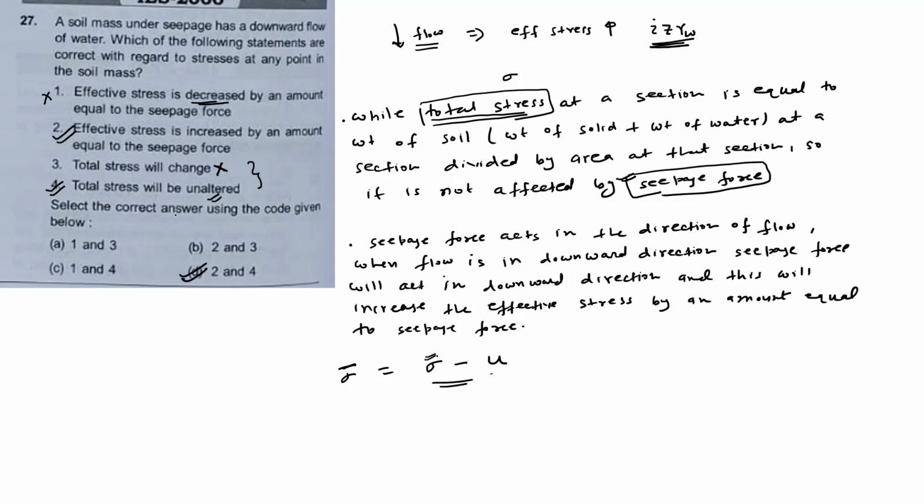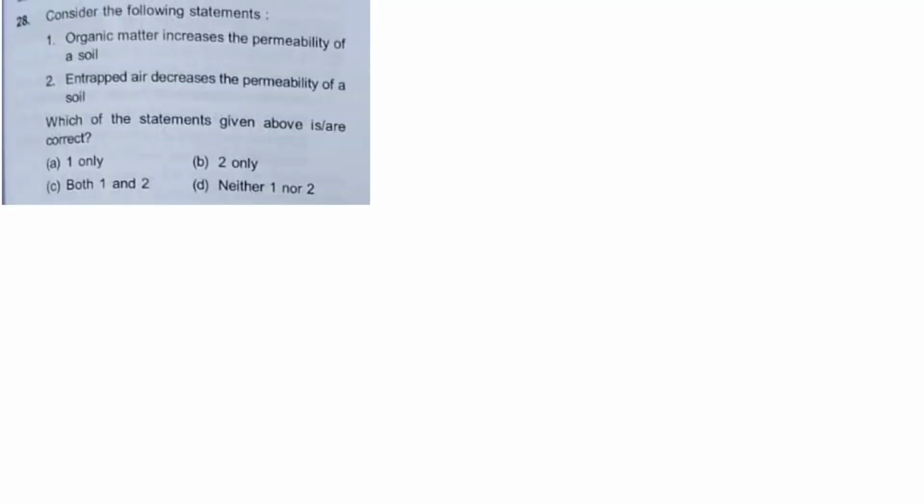Question number 28. Consider the following statements. Organic matter increases the permeability of soil. No, this statement is wrong. Entrapped air decreases the permeability of soil. Yes, this statement is correct. So only the second statement is correct. So option B is the correct answer.